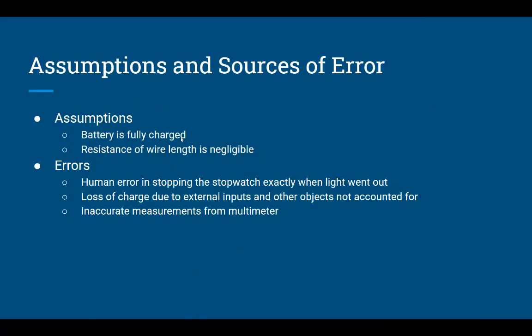Some assumptions we made are that the battery is fully charged and that the resistance of the wire length is negligible. And then there are some sources of error: human error, using the stopwatch correctly, loss of charge due to external inputs, something might have been charged in the room, and then inaccurate measurements from the multimeter.